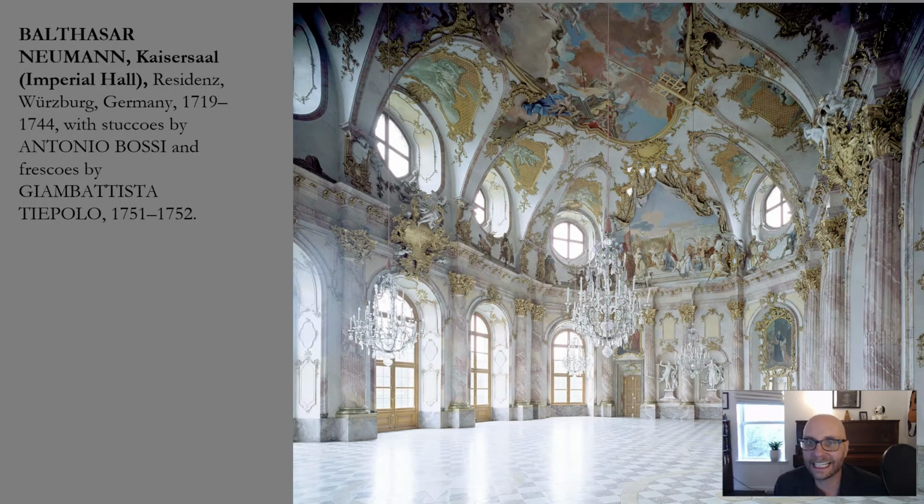If we look at one more structure, this is the Imperial Hall, the Kaiser Hall, located once again in Germany. This is the palace of the ruler of Germany by Neumann, and we can see once again that integration of the different arts to create one gigantic structural work of art.